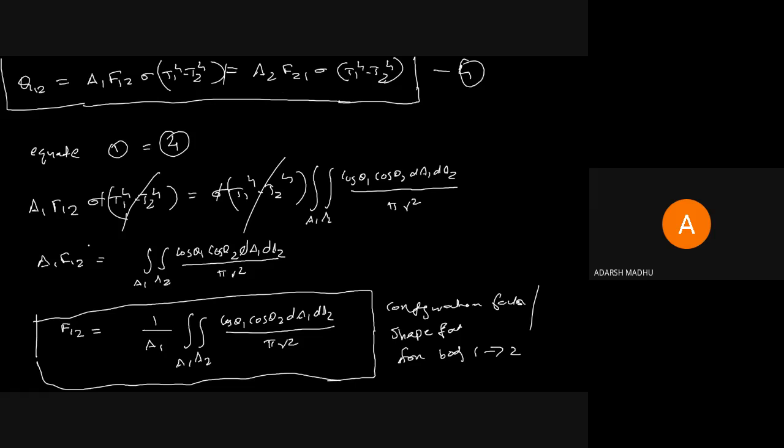A2 F21 equal to sigma, this equation we will get F21 equal to 1 by A2 of integral A1 A2 cos theta 1 cos theta 2. So we can directly find the F value from one body to another body, that is 1 by that particular area times the integral of A1 A2. This is the final equation for the shape factor or configuration factor from a body emitting heat, radiating energy, from one body to another body.